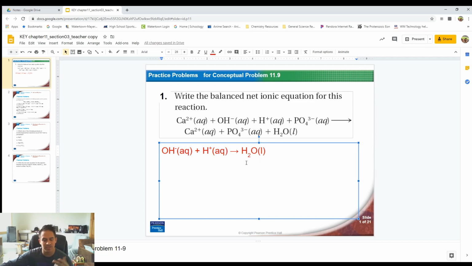We do need to look to see if it's balanced. We have one oxygen on the left-hand side and one oxygen on the right-hand side. We have two H's on the product side, and on the reactant side, we have one H here and one H there. So this is actually already balanced. This is all we're looking to do. This is our net ionic equation.